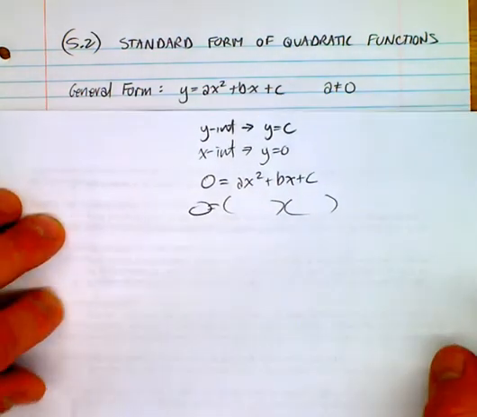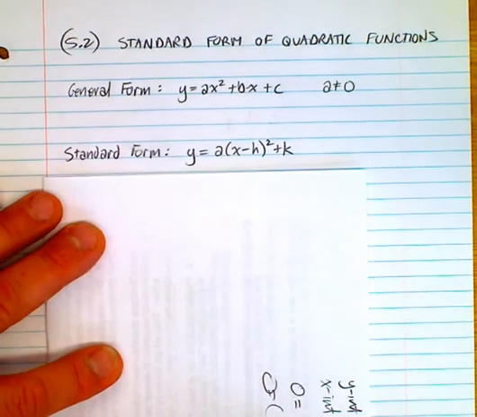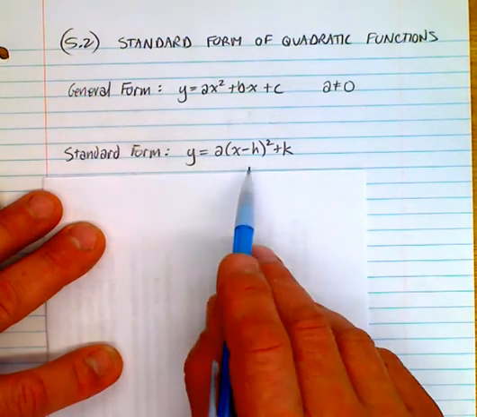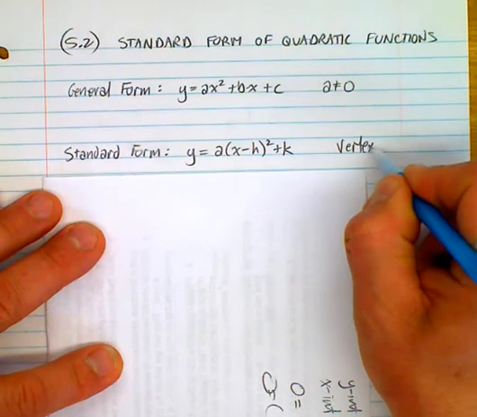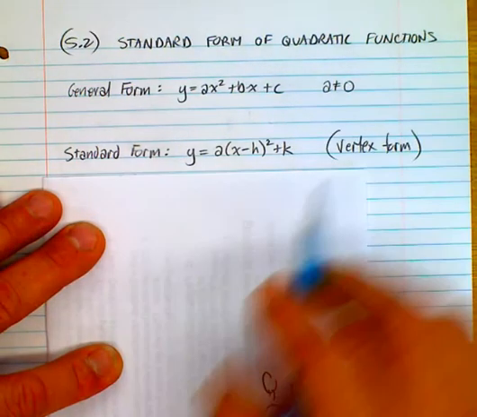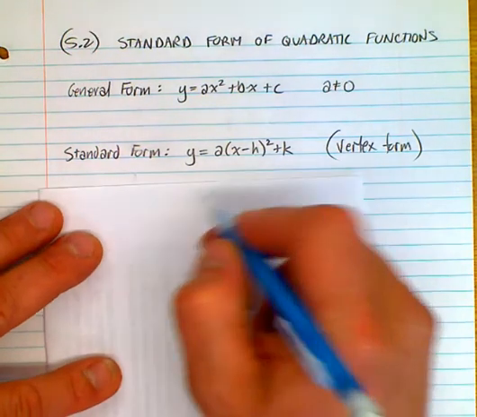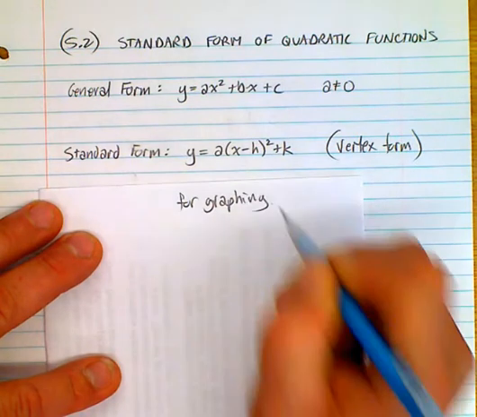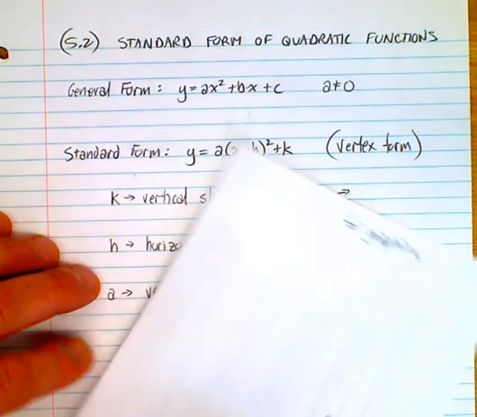Today what we're looking at is something called the standard form of the quadratic function. It's also called the vertex form, because it actually gives us the vertex, and we use this for graphing. And we have a few tricks, just like we did with absolute values and with the other functions. We have a few ways to move these things around.